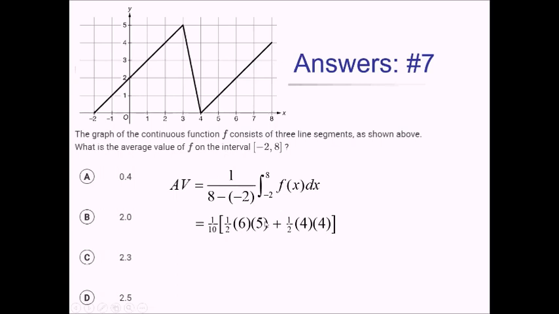So inside this bracket parentheses now, half of 6 is 3 times 5 is 15. Over here we've got 8. 15 plus 8 gives me 23. And 1/10 of 23, basically 23 divided by 10, is going to give us 2.3. Just move the decimal. So that ends up being answer choice C.